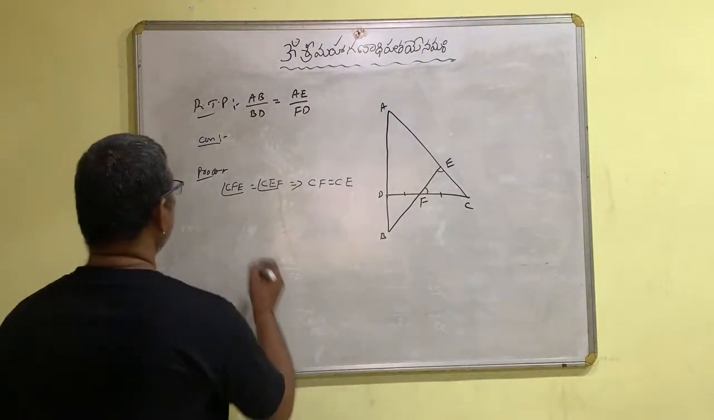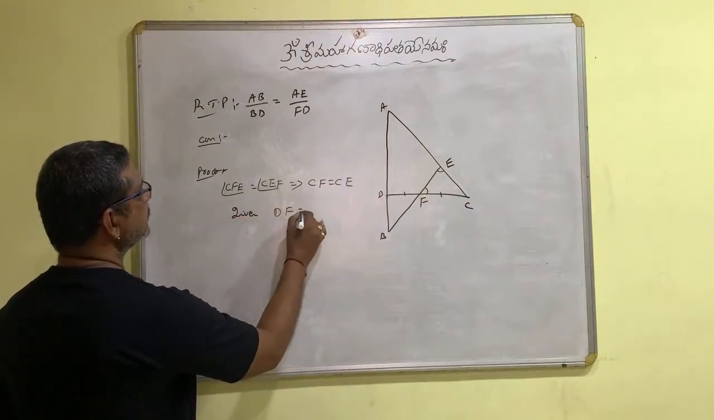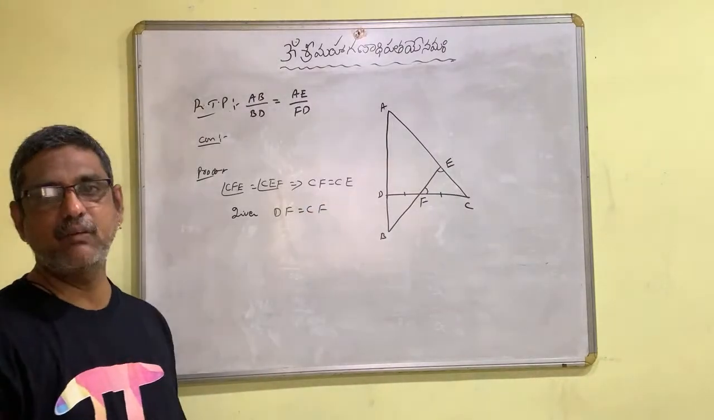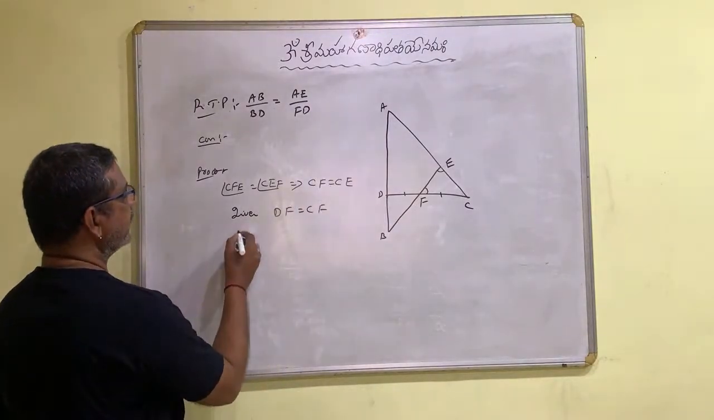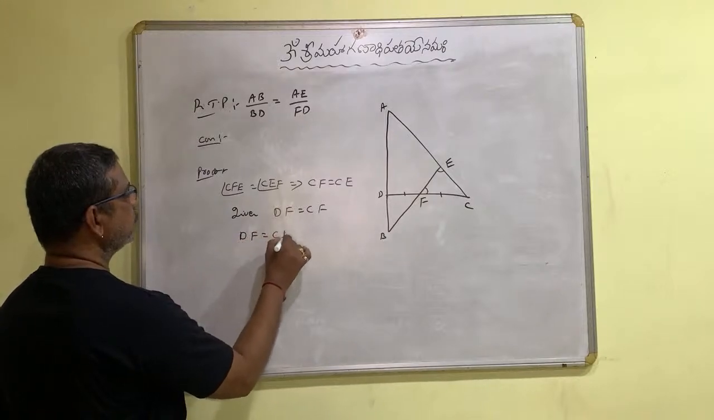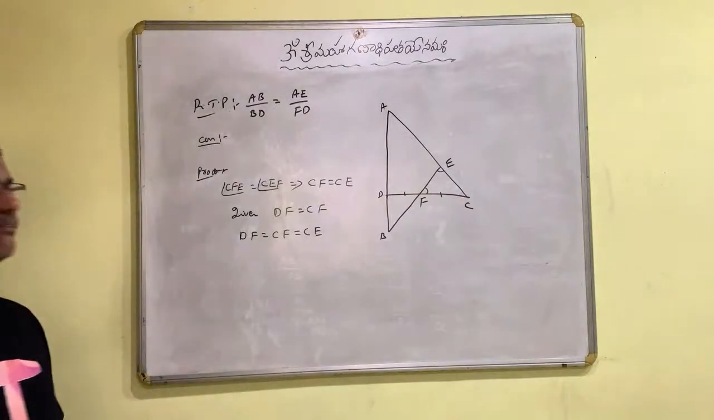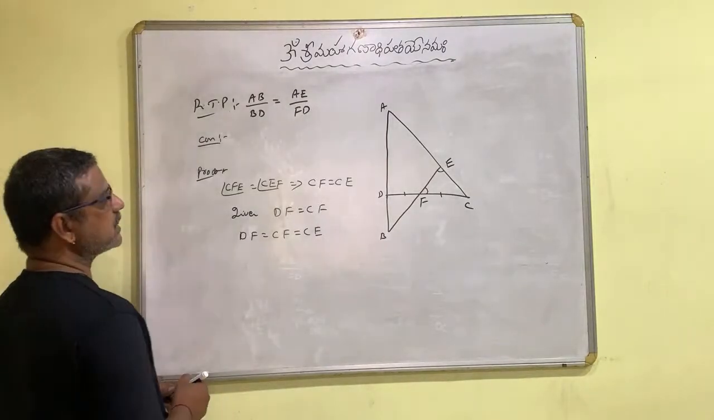Now, given DF is equal to CF. Now, from these two, what can we get? DF is equal to CF is equal to CE. Okay? Keep that one in mind. Children, now I will do some construction over here.